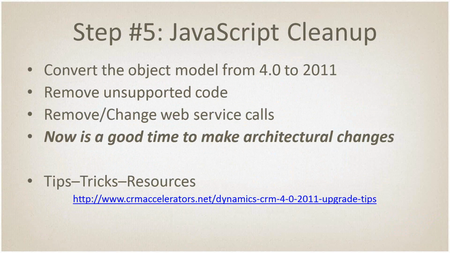So with the link at the bottom, off my CRM Accelerators website, is a list of articles I've written. It has a list of tools. For instance, I have a JavaScript converter that converts the object model from CRM 4.0 to the 2011 format, which is used from 2011 on up. So that's a commercial product. There are one or two free things that you can download to help you with that. They don't do exactly the same thing, but they're available. There's also other tools and things.